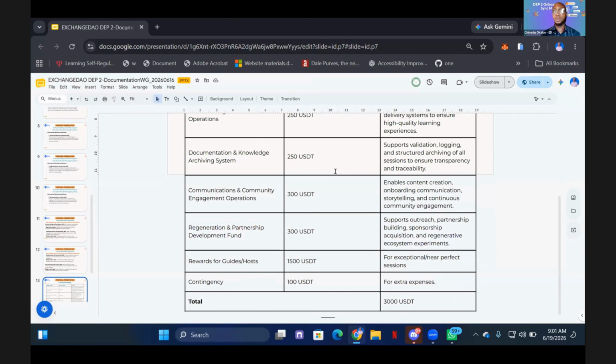Then the next is documentation and knowledge, which is allotted 250 USDT to support the validation, logging, and archiving of data. The next is communications and community engagement operations, allotted 300 USDT, which enables content creation, onboarding, communication, storytelling, and continuous community engagement. The next is the Regenerative and Partnership Development Fund, which is 300 USDT.